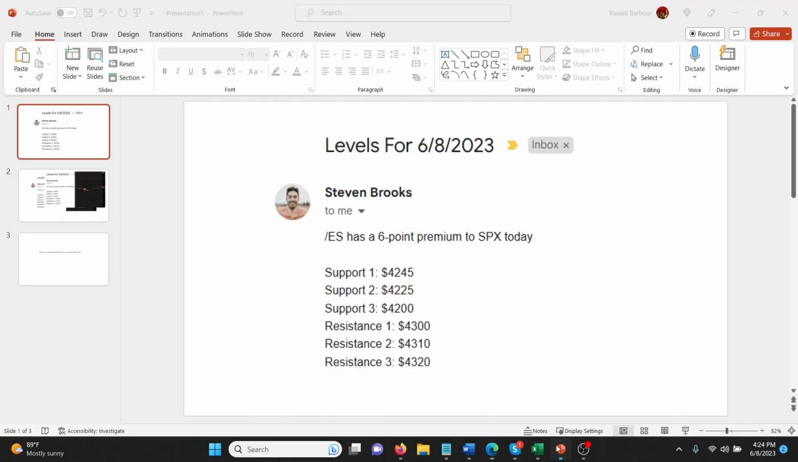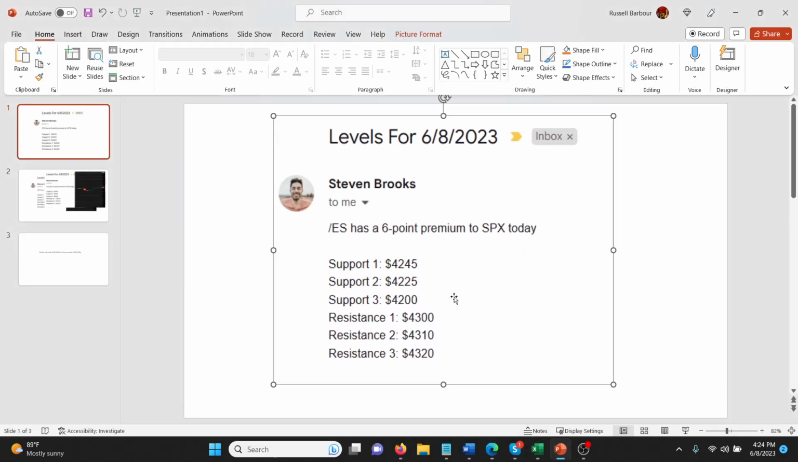So yeah, let's have a look. One thing people are asking is about SPX. He gives the levels, so these are today's levels: support 1, support 2, support 3, and then resistance 1, 2, and 3. And he put in what the premium changes for ES.